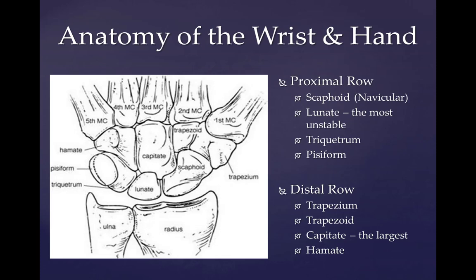Two mnemonics are "She looks too pretty to try to catch her," SLTP-TTCH, or "Some lovers try positions that they cannot handle." These two mnemonics correlate to the carpal bones, running from lateral to medial or thumb side to pinky side, proximal row to distal.